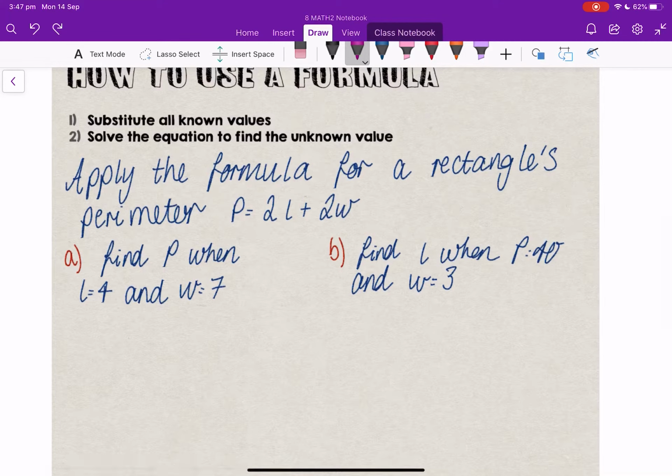It says apply the formula for a rectangle's perimeter. So the perimeter is the outside of the rectangle. Okay, and it's given us this formula here: P equals 2L plus 2W, where L represents length and W represents width. So part A says find P when L is 4 and W is 7.